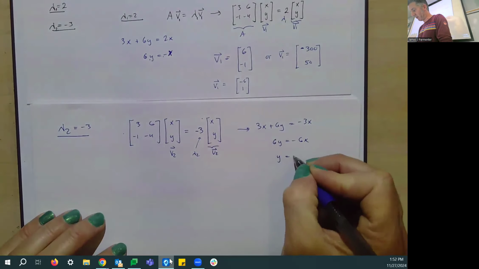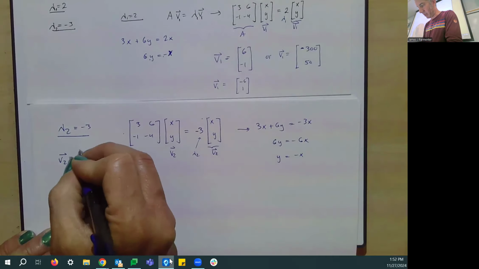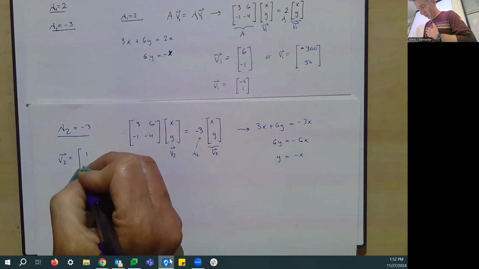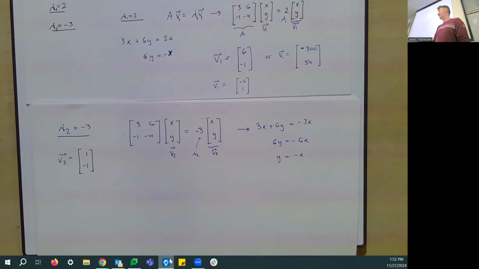So y equals -x. So you could say that your eigenvector here is x equal to 1, y equal to -1. Or again, any multiple of that you like. Really, once you have an equation like this, you can just pick x to be any number you want, not 0, and then find the corresponding y value. I picked x equal to 1. I got y equal to -1.